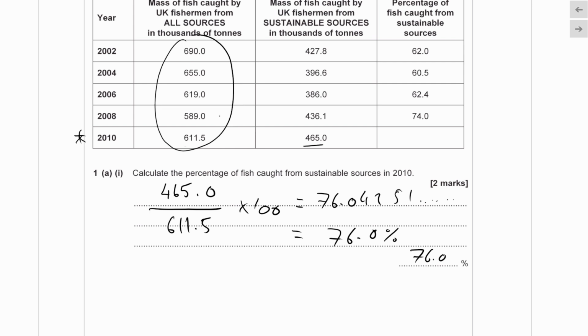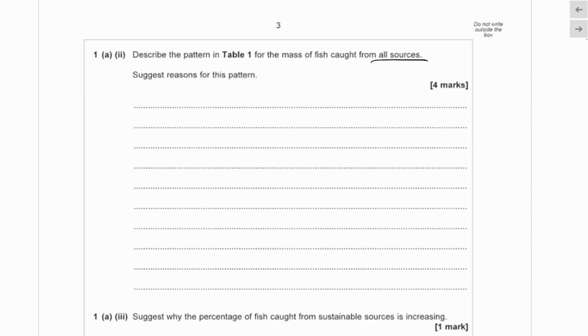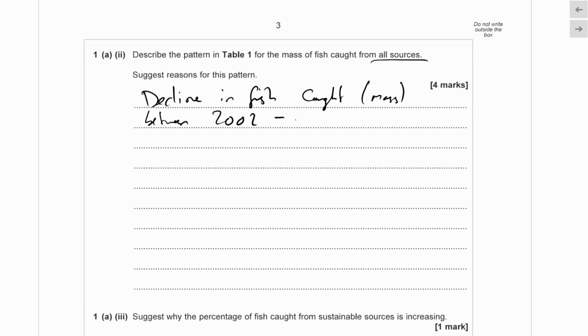So let's have a look. Now, the first thing I'm going to say is that you can clearly see that the mass of fish being caught goes down from here. So 690, 655, 619, 589, right? It's going down, down, down, down. And then it goes up again from 2008 to 2010, right? So the first pattern I'm going to say is that there is a decline of the mass of fish caught between 2002 and 2008. All right, so I'm going to say decline in fish caught, I'll put mass there in brackets, decline in the fish caught between 2002 and 2008. All right, that's good for 1 mark.